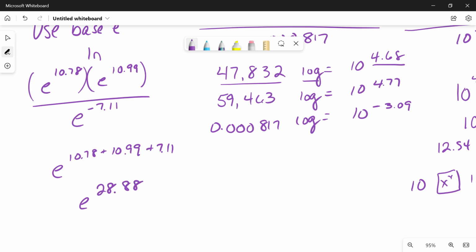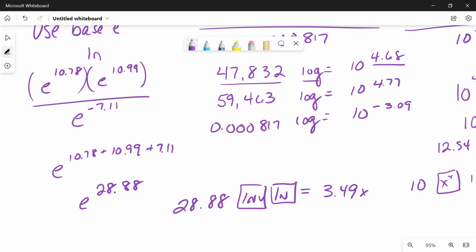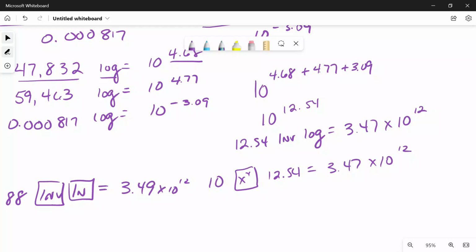28.88. On your calculator, you're going to want to do 28.88, and then we're going to do that inverse log natural, two keys, equals 3.49 times 10 to the 12th. And over here, look at this one right here. Base 10 was this. Base E is that.